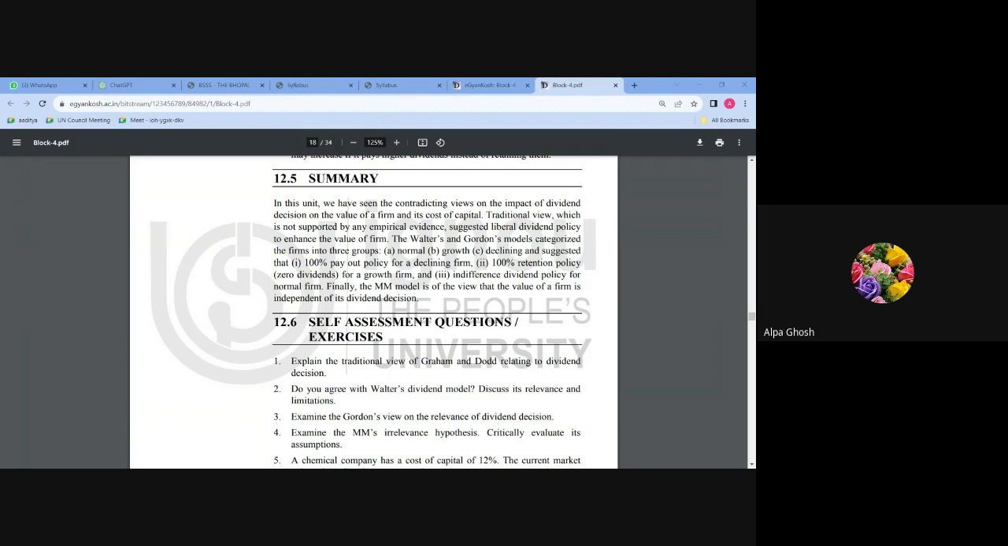Okay, so this one is clear, relevance theory. Just let me know. This we have done before also. When we talk about this relevance theory, see what happens. We are talking about three groups, that is normal, growth and declining.